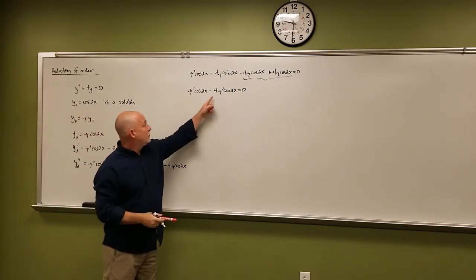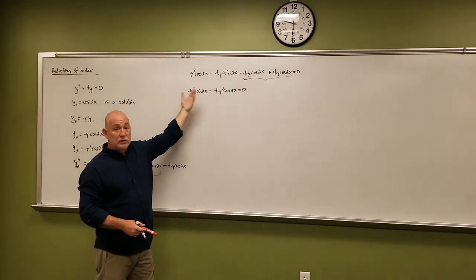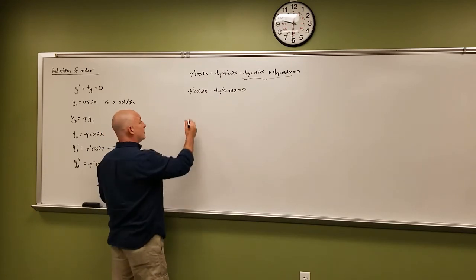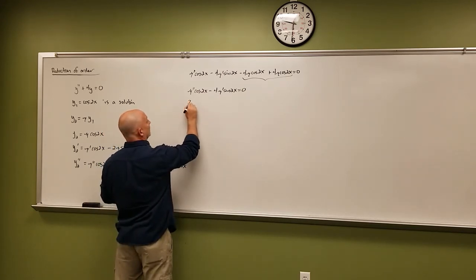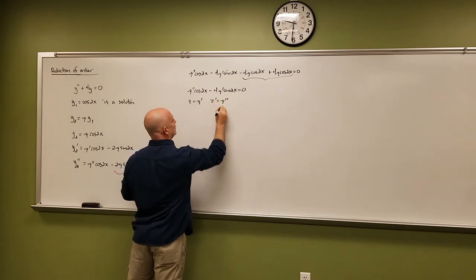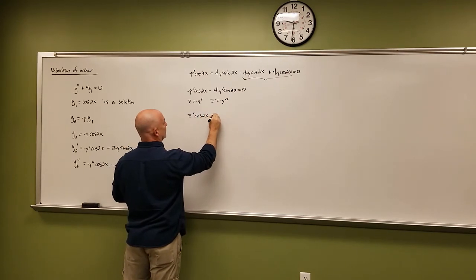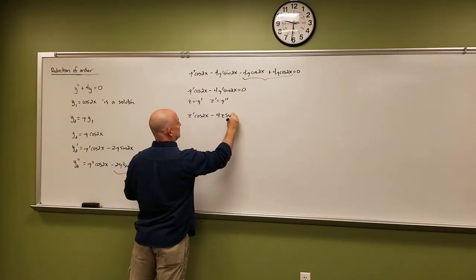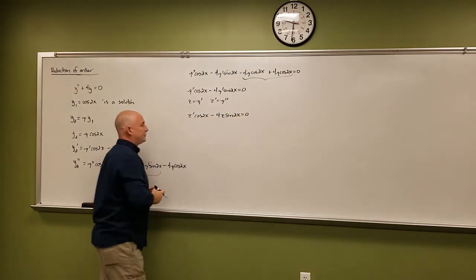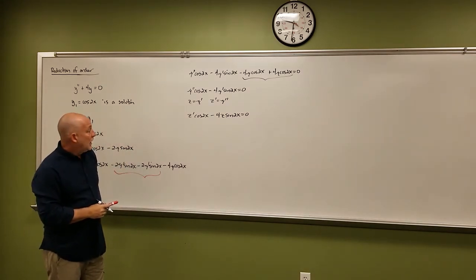So I don't have any no derivatives, so I can do a substitution to reduce the order of this to a first order differential equation. So some letter equals mu prime, so the derivative of that is mu double prime. So I get z prime cosine 2x minus 4z sine 2x is equal to 0. Well, this is a first order linear differential equation.